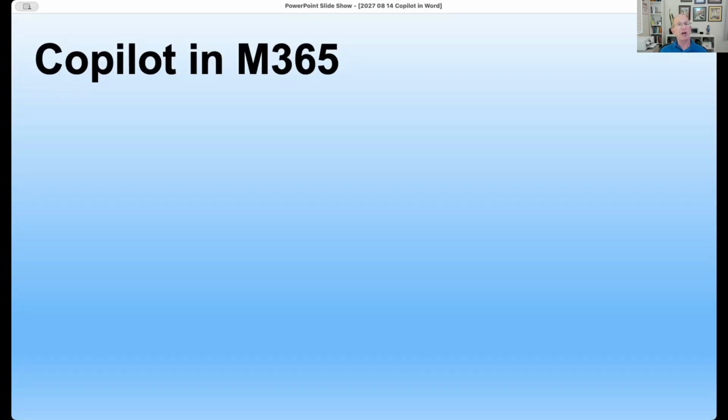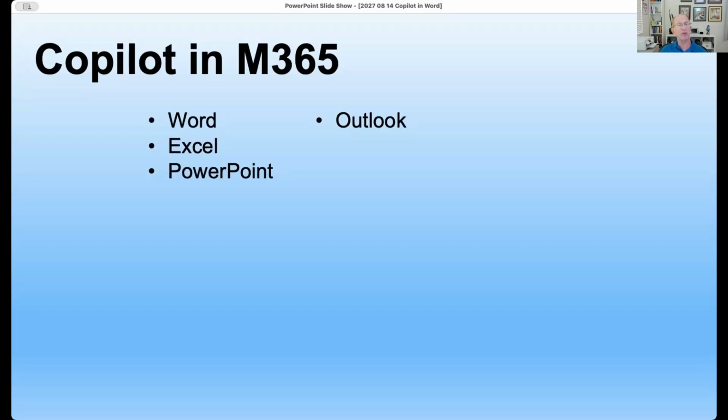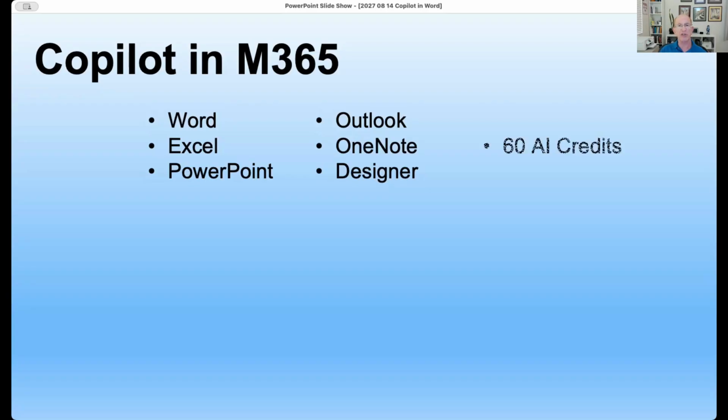Now, Copilot in Microsoft 365 has a lot of capabilities besides Word. It's in 365. It's in Word, it's in Excel, it's in PowerPoint, it's in Outlook, which comes as a mail, calendar, and contacts app that you can use. It's available in OneNote. It's available in Designer. Designer is Microsoft's AI graphics tool. And you can use Designer for free, but it's also available in 365.